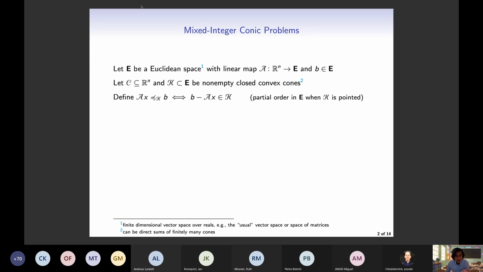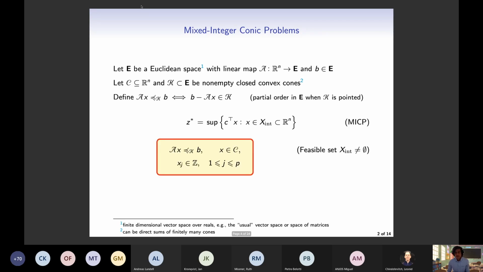And as a standard, you have these conic linear inequalities, which are basically the generalization of what we see in linear programming with Ax less than or equal to b. Hopefully many people have seen this, but if not, this is what it is. It's just saying that b minus Ax is in this cone K. This defines a partial order when the cone is pointed. All right, so this is the problem.